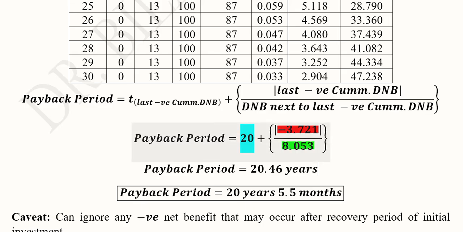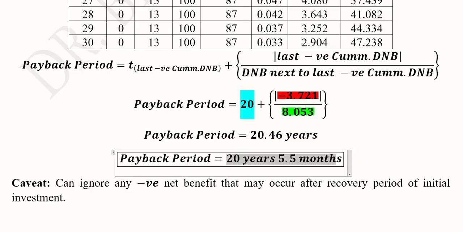For a more understandable form of this result, we can convert it into months when necessary, because 0.46 years means some sort of half year, or some value close to 6 months. So we have converted this by multiplying it with 12, because there are 12 months in the year. So we have this answer, which is 20 years 5.5 months. Now this is the payback period of this certain project that we were dealing with.